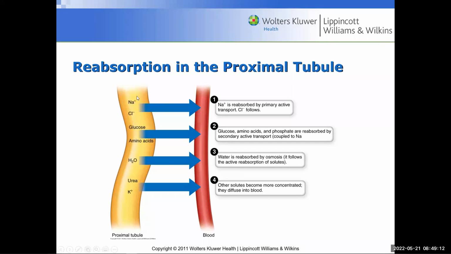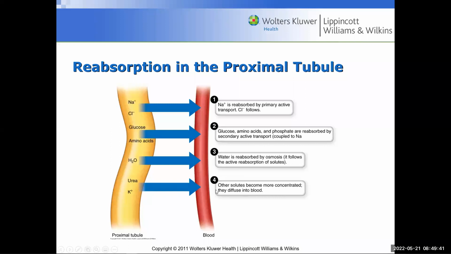So even if the concentration of sodium is relatively low when you compare it to the concentration in the blood in the arteriole, you could move it against that concentration using ATP. Another thing that is reabsorbed: glucose, amino acids, and phosphates are also brought in by secondary active transport. Water as well is reabsorbed by osmosis, movement of water from its area of high to low.